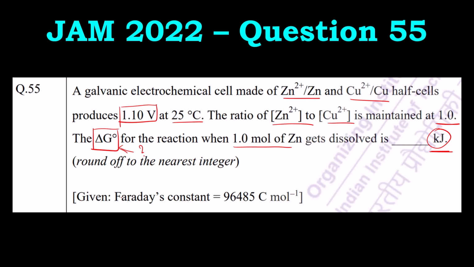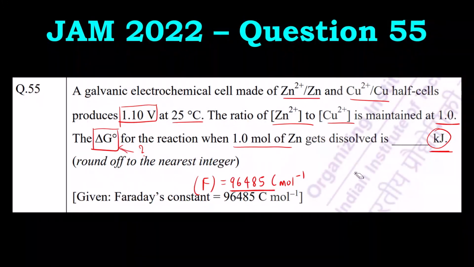Okay, and another value is given, that is the value of Faraday's constant. F is given to us, that is 96485 coulomb per mole. Now there is one more important thing to be noted. Mostly we use this value as 96500, but whenever the value is mentioned in the question, you don't have to use the value that you regularly use. Use this value only, otherwise your answer will not come in the range that is given.